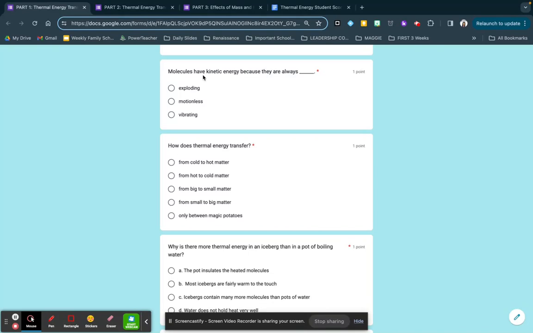Molecules have kinetic energy because they are always doing what? Molecules are always exploding. Molecules are always motionless, they don't move. Or molecules are always vibrating.